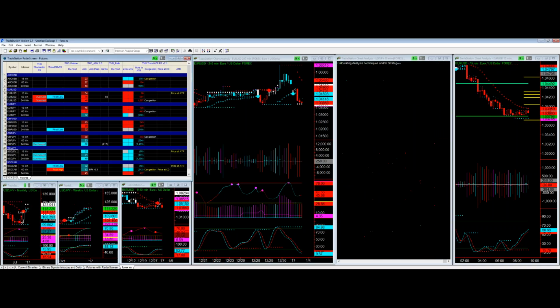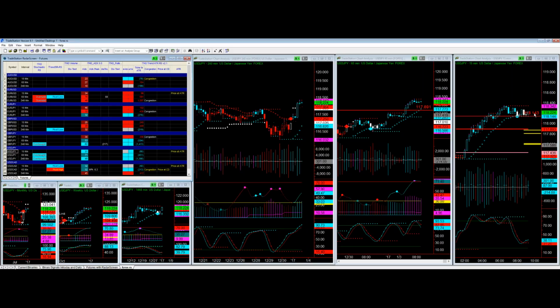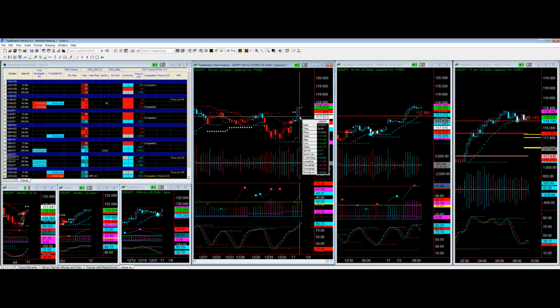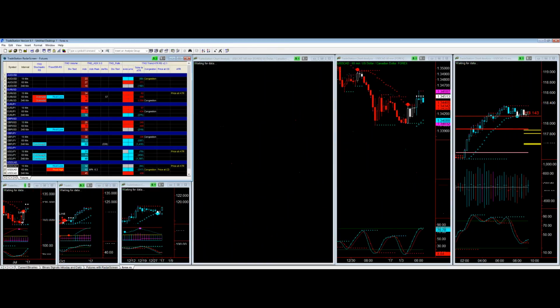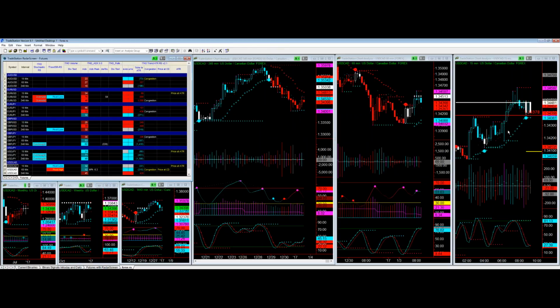Let's check the USD JPY. See how this is just sitting at this ATR? It's really not doing anything. This is a reversal bar to the downside, so it should actually move down. This one is actually starting to move down.